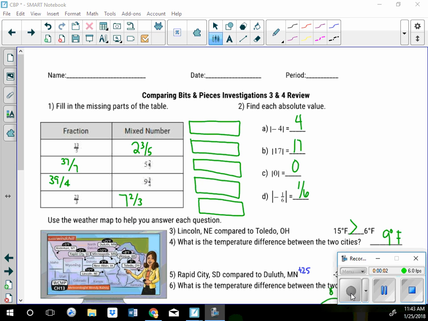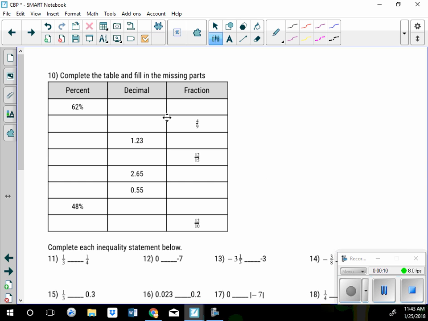So after looking at the front side of our homework from yesterday and checking that together, there's a key on the website for you. We're going to do a couple of problems on the back side together. I'm only going to do a couple so I can give you some ideas about how to do it, and then you guys are going to get to do the rest. I would like to start with 62%. How would we do that one?